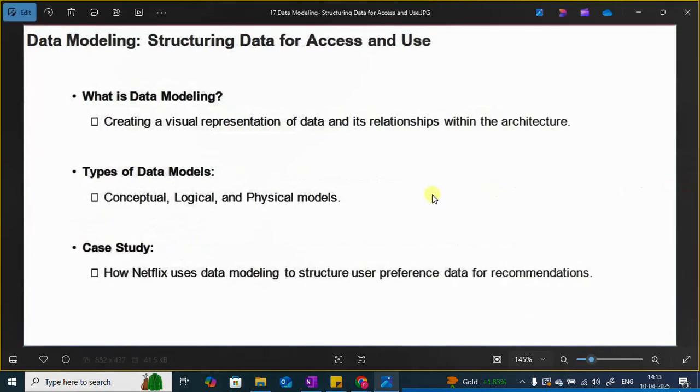Now, data modeling, structuring data for access and use. What is data modeling? Creating a visual representation of data and its relationships within the architecture. Types of data model: conceptual, logical, and physical model. Case study: how Netflix uses data modeling to structure user preferences data for its recommendation system. These are the different use cases for data modeling.